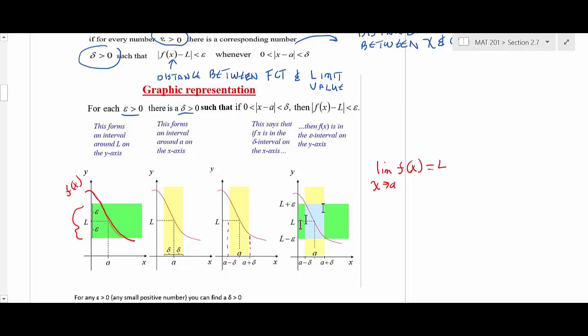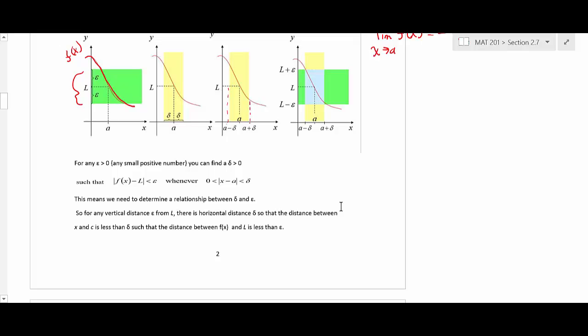Now, we're going to do some activities that'll help you understand this a little bit better. So for any epsilon greater than 0, you can find a delta such that this happens whenever this happens. So that's the idea. Given any epsilon, you'll be able to find a delta, and that's a small number around the value of a that will exist, regardless of what epsilon is.